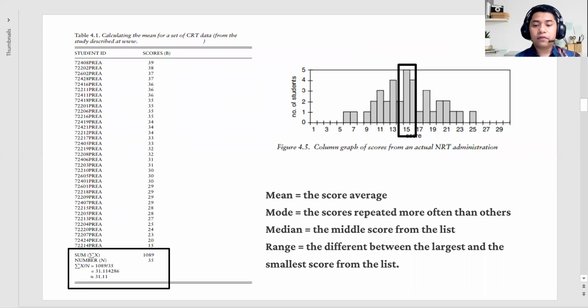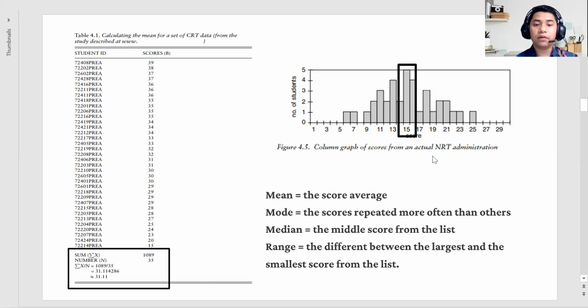In this slide, I'd like to explain the statistical analyses of mean, mode, median, and also range. Mean indicates the score average. If we take a look at table 4.1, the mean is 31.11. This number comes from the statistical calculation: the sum of all student scores divided by the number of students. The result is the mean.